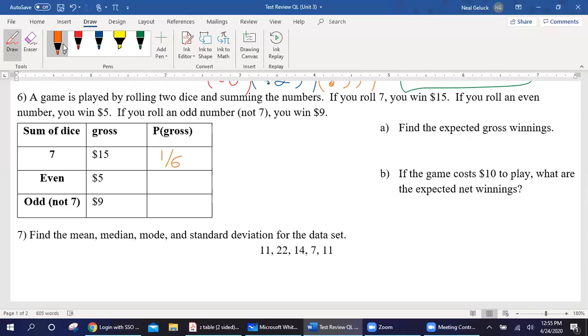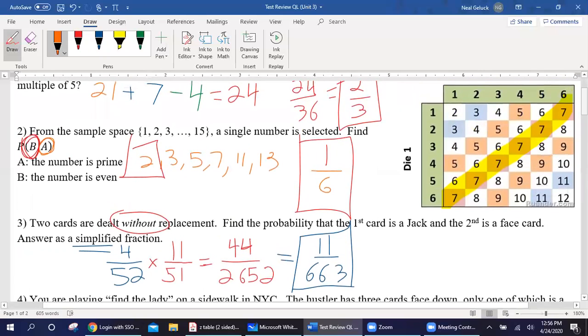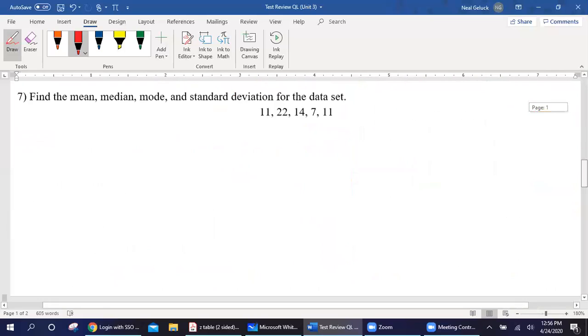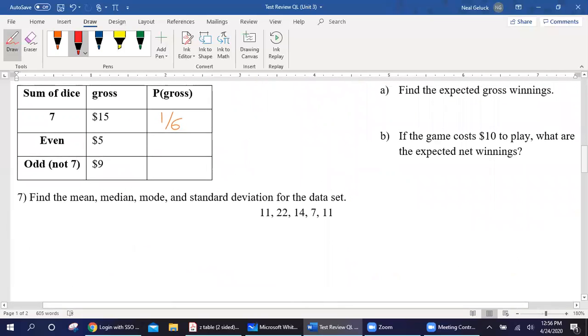The probability of rolling an even number, well, the evens are all of these. If you count all of those up, that's half of them. That's 18 out of 36, or 1/2. So the probability of an even is a half.